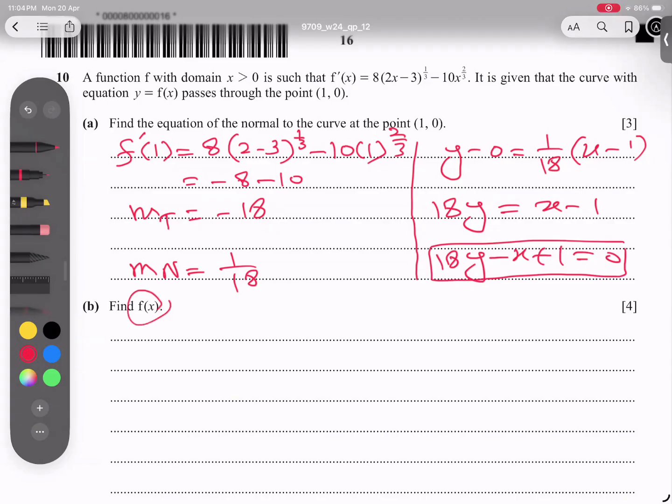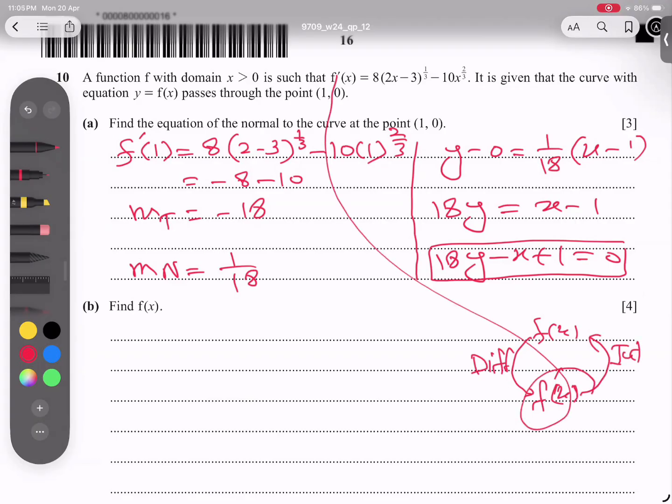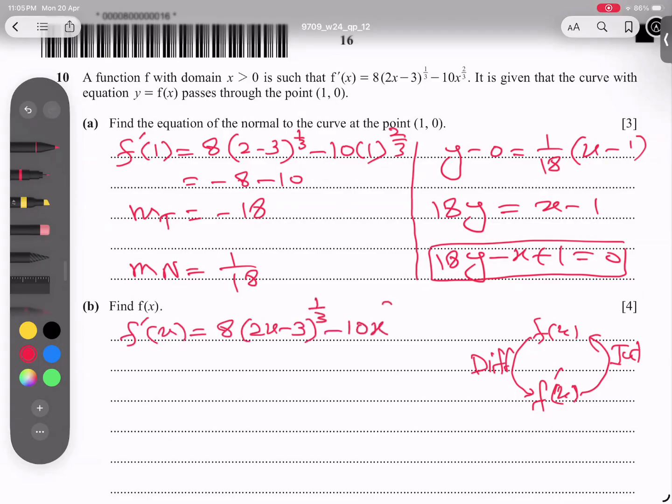So f of x. How to do this, students? Basically we have a criteria. Whenever we have f of x and we differentiate, we get f dash of x. And if we want to go back, it's called integration. So right now I have a derivative and I'm looking for integration. So I'm going to write f dash of x equal to 8 times (2x minus 3) to the power 1 over 3, minus 10 x to the power 2 by 3.